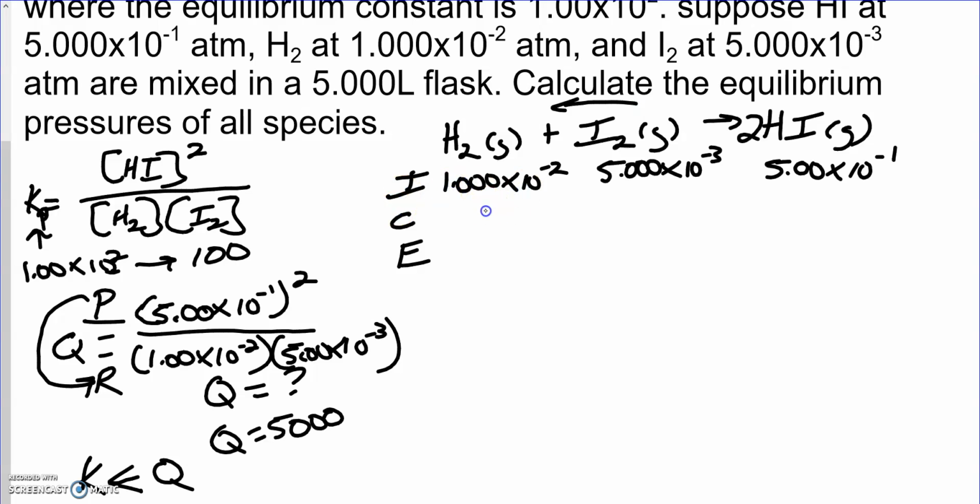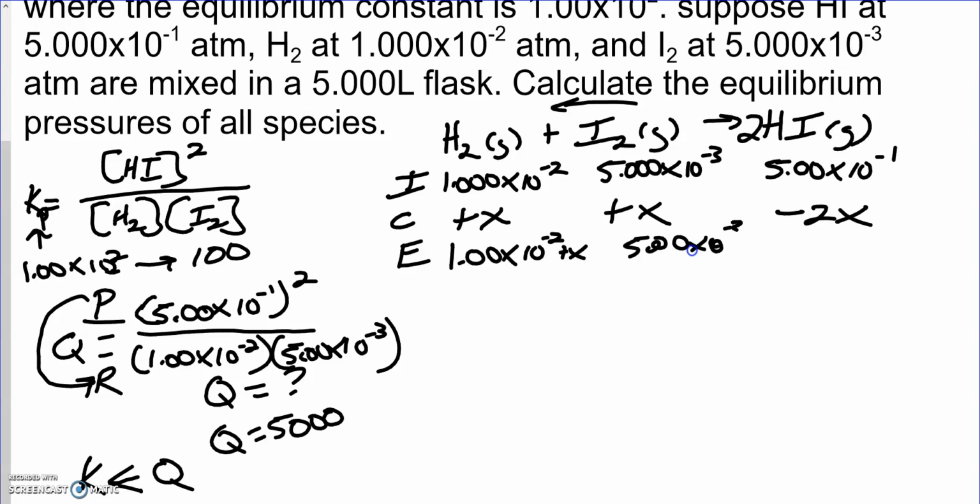So what does that mean for our ICE table? What that means is I'm going to be making my reactants, and because of my stoichiometric coefficients, I'm going to be making 1 hydrogen for every 1 iodine, but I'm going to be using 2 of my hydrogen iodides because, again, coefficients. So at equilibrium, I end up with 1.00 times 10 to the negative second plus x, 5.00 times 10 to the negative third plus x, and 5.00 times 10 to the negative 1 minus 2x.